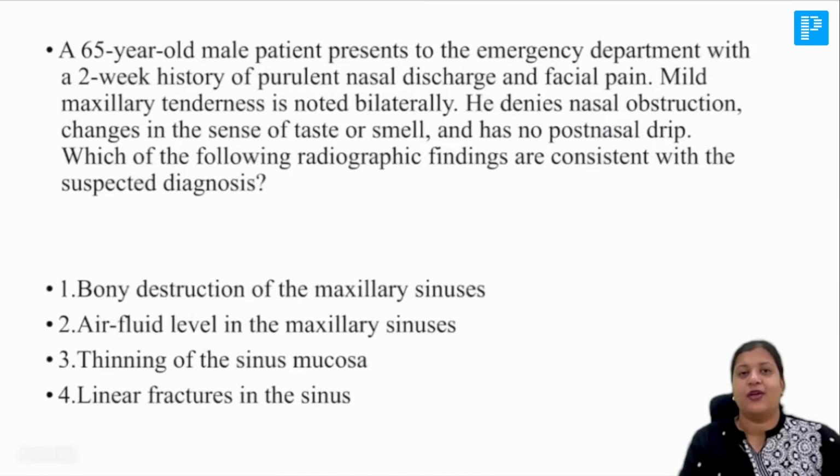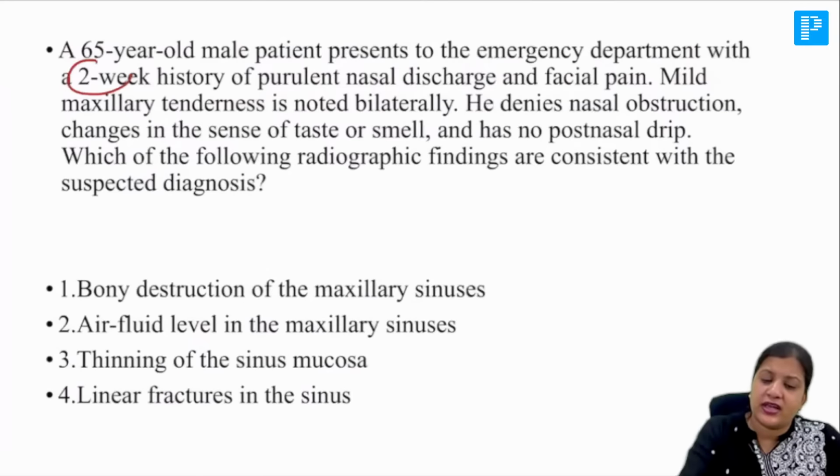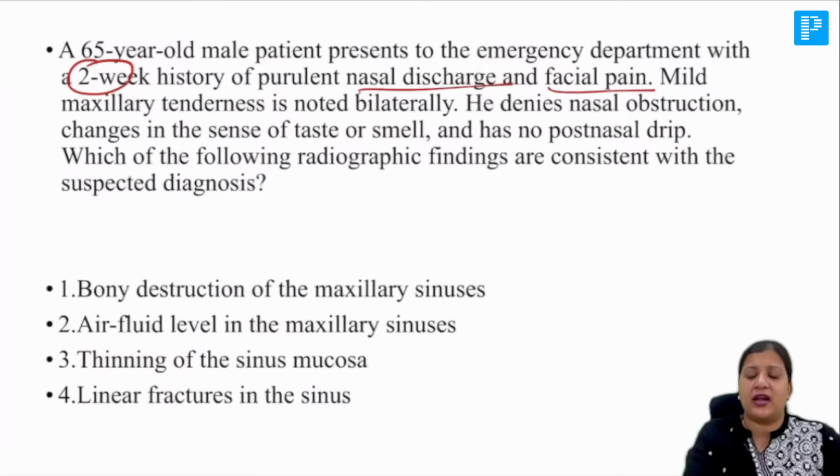A 65-year-old male presents to the emergency department with a 2-week history of purulent nasal discharge and facial pain. Mild maxillary tenderness is noted bilaterally. He denies any nasal obstruction or changes in the taste or smell and has no postnasal drip. Which of the following radiological features are consistent with the suspected diagnosis? So it's only 2 week history of nasal discharge, of facial pain, and there is maxillary tenderness. So what are we thinking about?